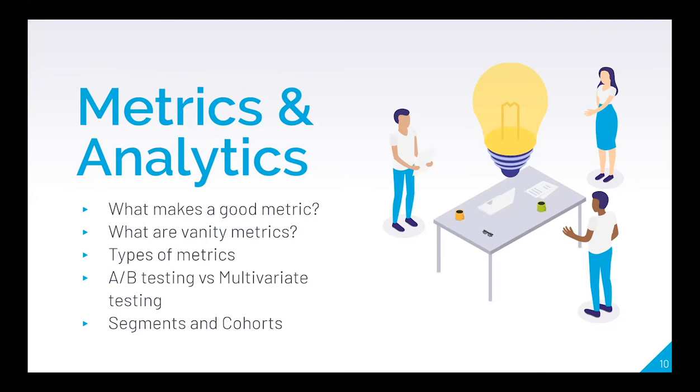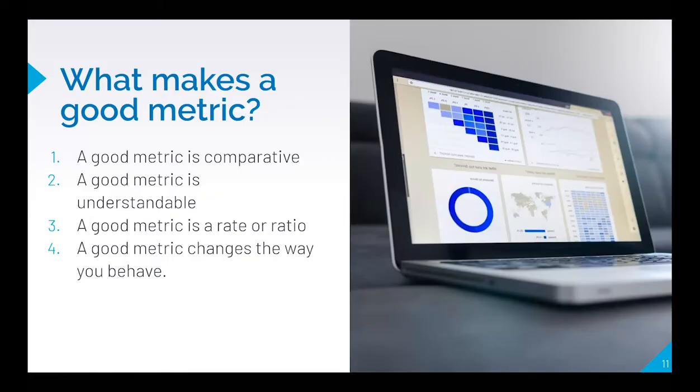And the first is what makes a good metric. Then we'll also look at vanity metrics. I also like to call them clout metrics, and we'll see why in a bit. Then just different types of metrics and how to think about them. We'll mention briefly A/B testing and multivariate testing, cohorts and segments, and then we'll see how much time we'll have to do the rest.